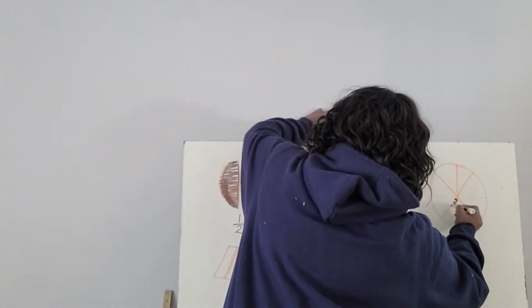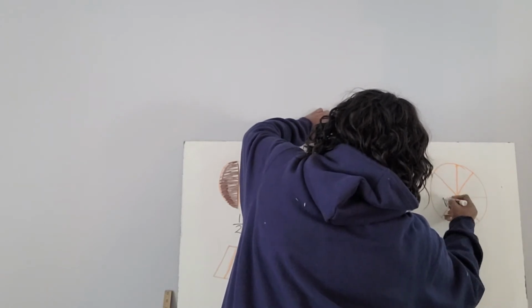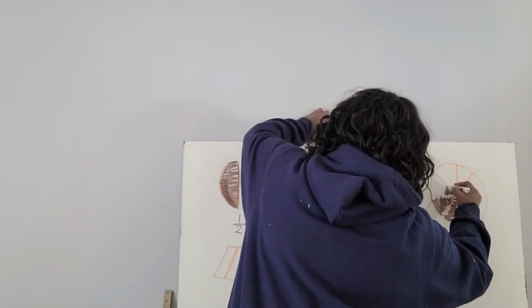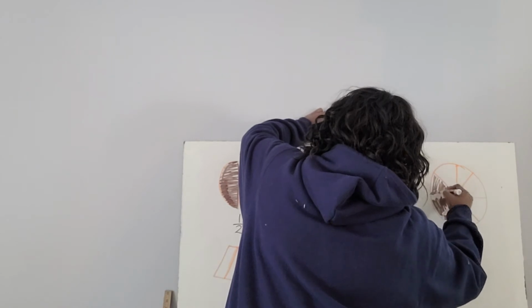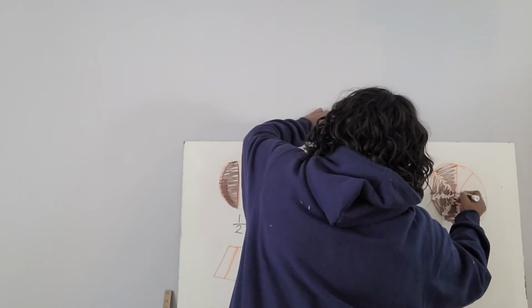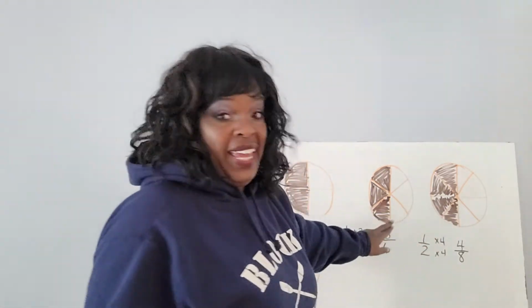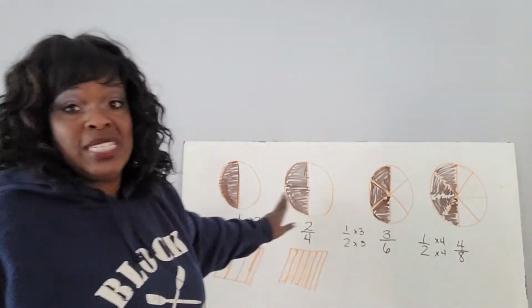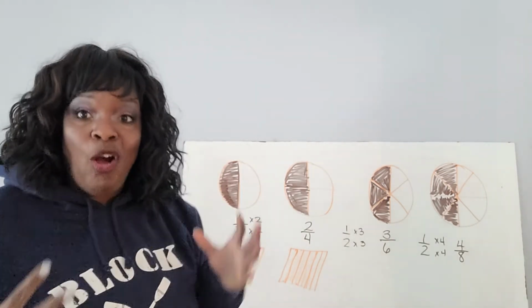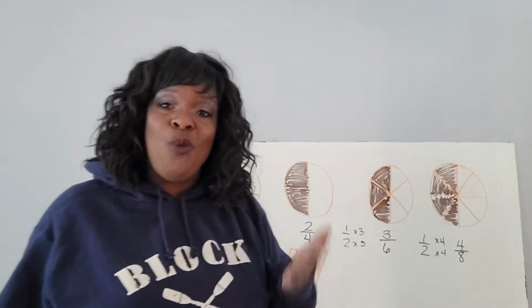That means I would have to color in 1, 2, sloppy coloring, 3, and 4. And look, does this look like this, which looks like this, which looks like this, except for the fact that Miss Monroe doesn't draw very straight, so they're skinnier and fatter and all of that, but they look the same. The same bit is shaded in each one, 1/2.